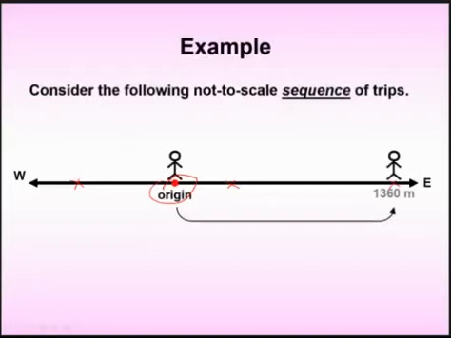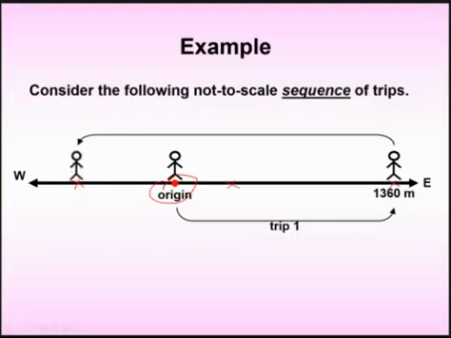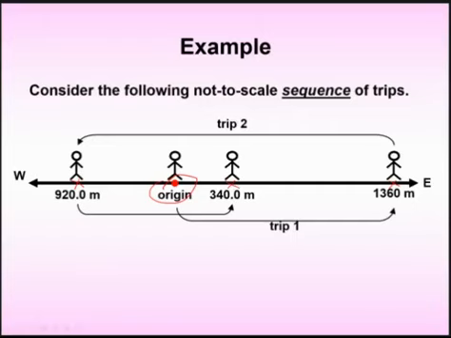Their first trip took them to what? 1360 meters. In which direction? Right or east. Good. Their second trip, sorry, that's trip number one. Their second trip took them here, in the position marked as 920 meters compared to the origin. West. Thank you. And their last trip took them to 340 meters. Which way of the origin? Nice. Okay.